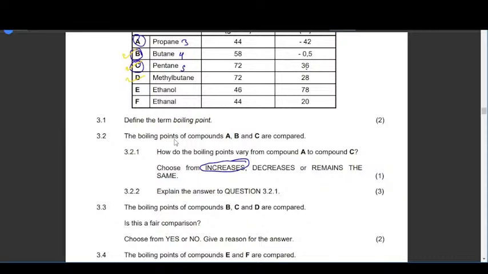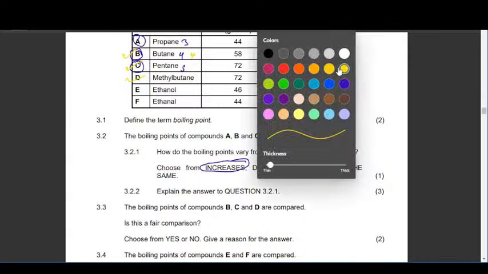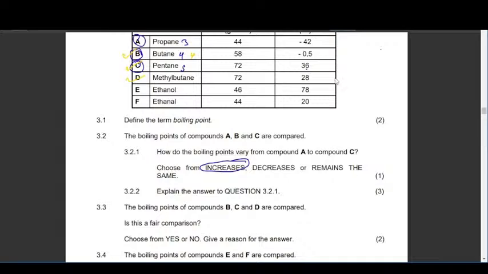Is this a fair comparison? Let's check. This is 3. This is 4. Let me use this. This is 4. This is 5. Butane. Methyl is 1 plus 4, which is 5. See, this is 5. So the number is not changing, but one is straight and one is branched. Yet the mass is also changing here. So we have 2 independent variables changing.